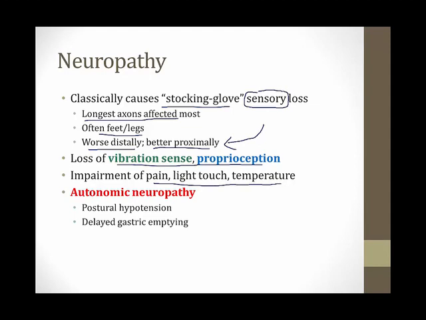And sometimes the autonomic nervous system can be involved. Patients with diabetes who develop an autonomic neuropathy can develop postural hypotension. This is where their blood pressure falls when they stand up and they can become dizzy and pass out. In addition, some diabetics develop an autonomic neuropathy involving the GI system. They can develop delayed gastric emptying and can potentially develop gastroparesis.